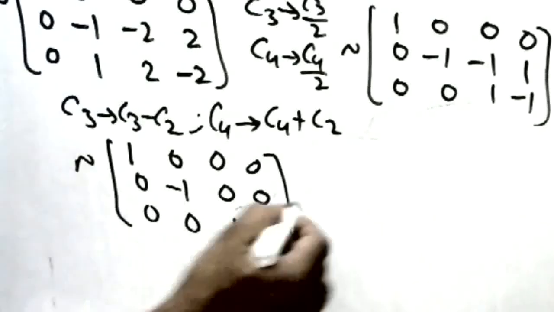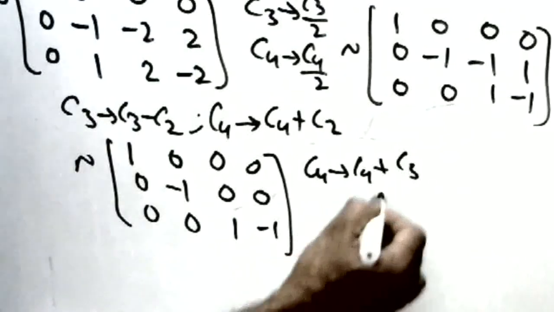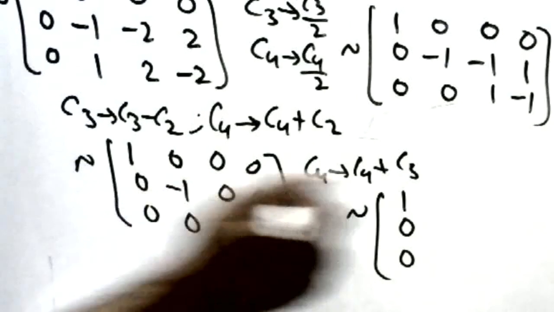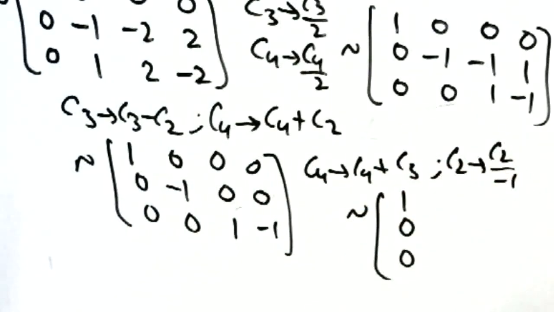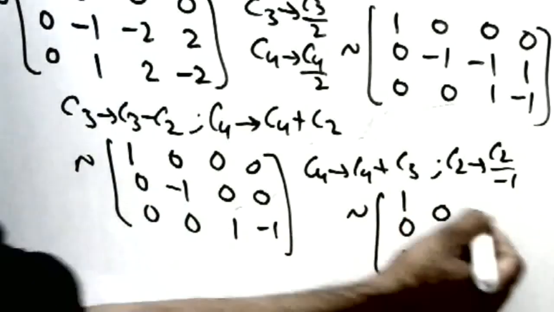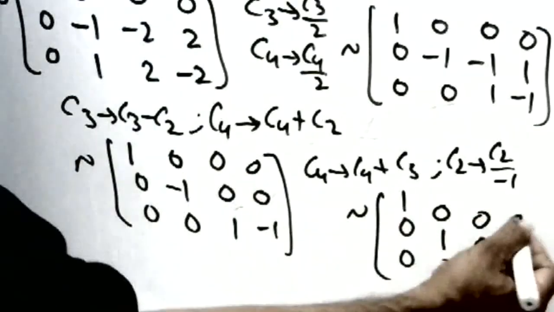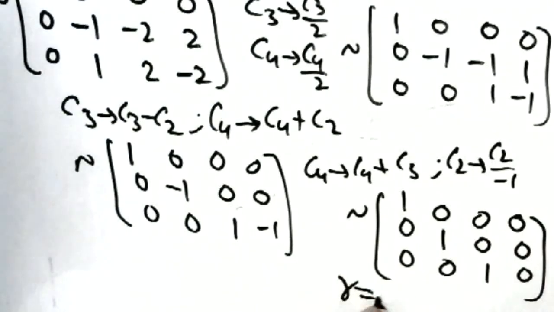Let me make this also 0. C4 implies C4 plus C3. So we are left with 1 0 0. Let me take minus common here: C2 implies C2 by minus 1. So with this minus we are left with 0 1 0. This will be 0 0 1. So C4 plus C2, 0 plus 0 is 0, 0 plus 0 is 0, minus 1 plus 1 is 0. So what will be the rank? Therefore, we are left with 3 ones now, the rank will be 3.